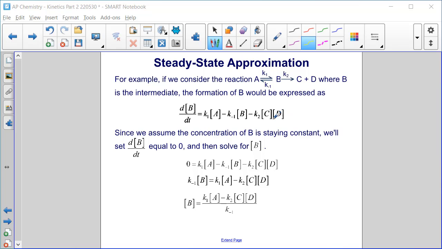Since we assume the concentration of B is staying constant, we'll set this derivative equal to 0 and then solve for B. So I just set the whole thing equal to 0. How we get this is not of most concern. But once we set it equal to 0, we can see that the concentration of B is this ratio of k's, again, k1, which is this forward reaction, times concentration of A, this reactant, minus k2, this rate constant, times concentration of C and D, over k minus 1, this reverse rate constant.